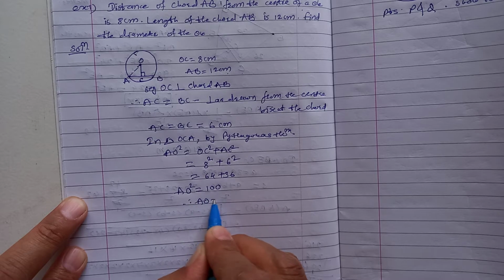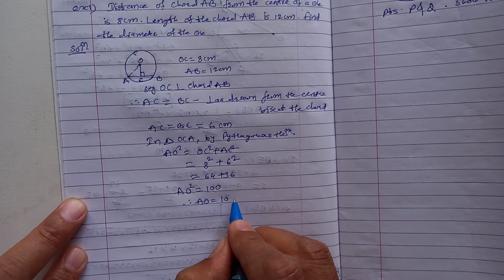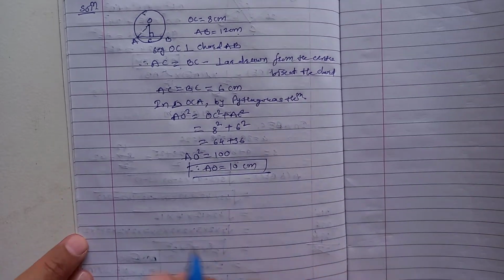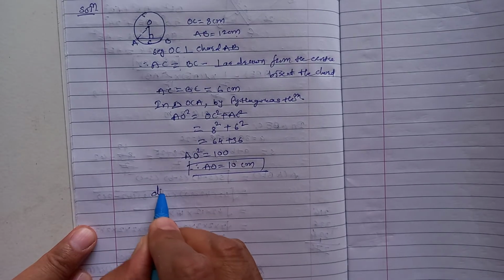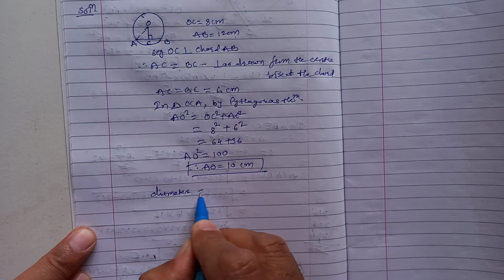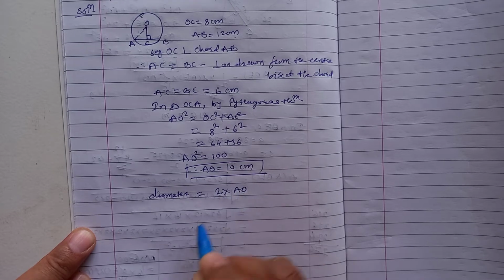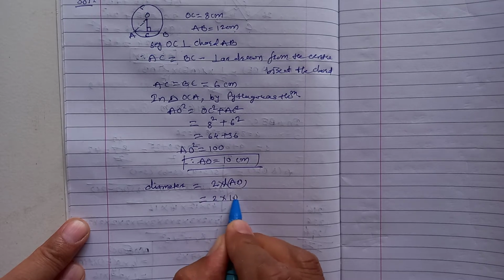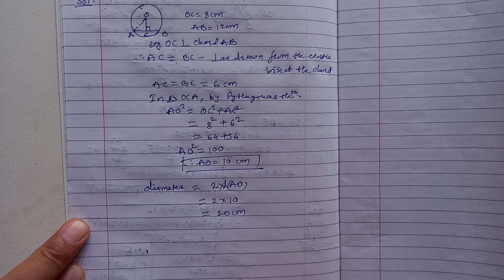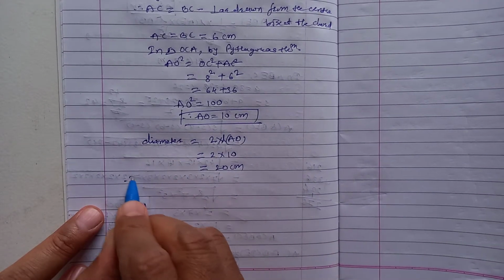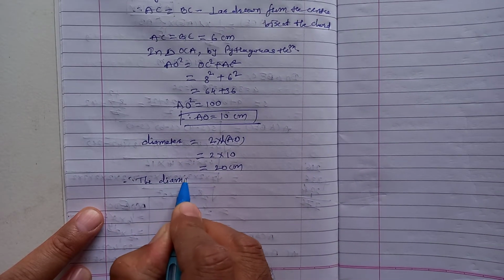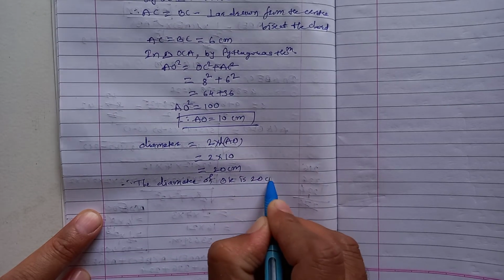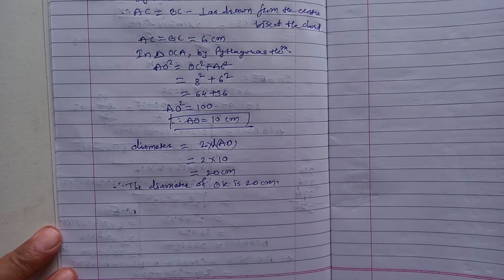So root of this one is what? 10 centimeter. AO is 10 centimeter. What is AO? AO is the radius. So what we have to find? Diameter. So diameter is equal to 2 times of radius, means 2 times of length AO, because AO is the radius. 2 multiplied by 10, it is what? 20 centimeter. So your answer is what? Therefore, the diameter of circle is 20 centimeter. This is the answer.